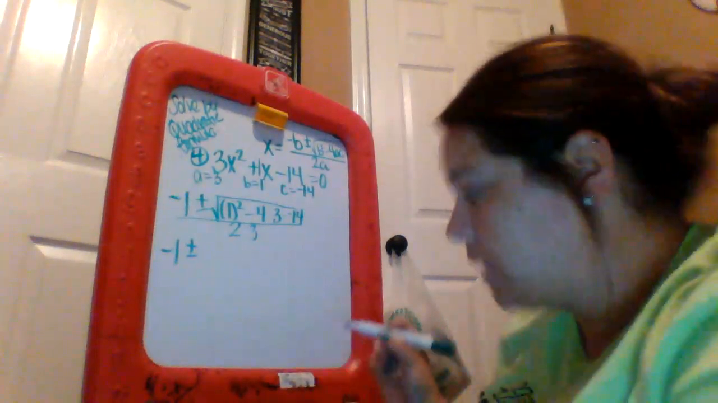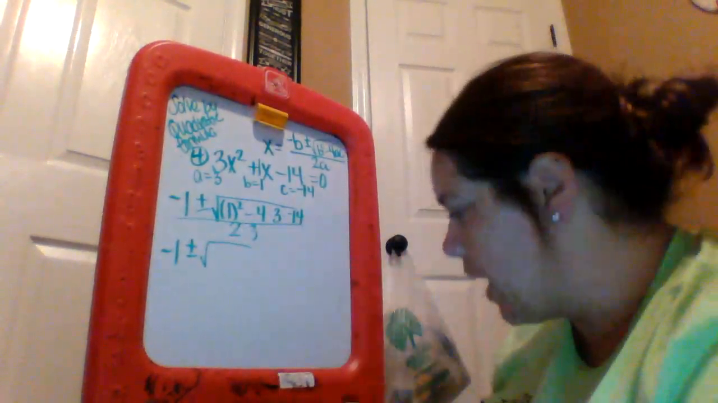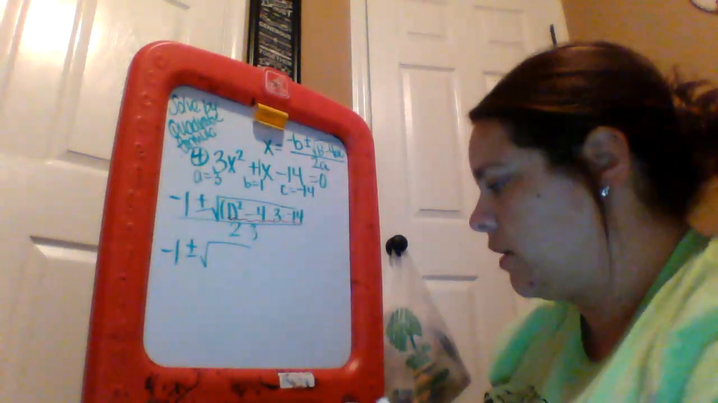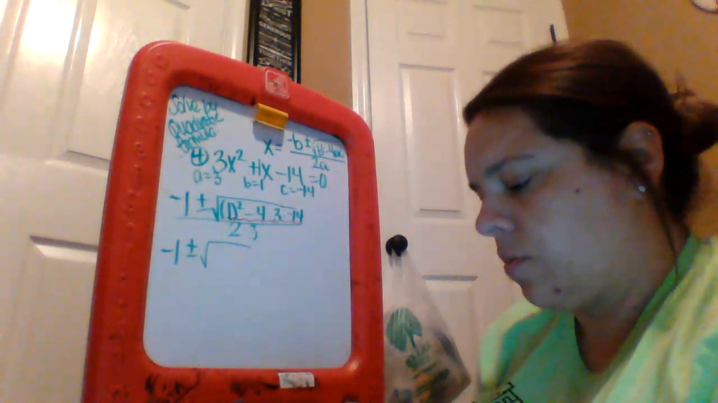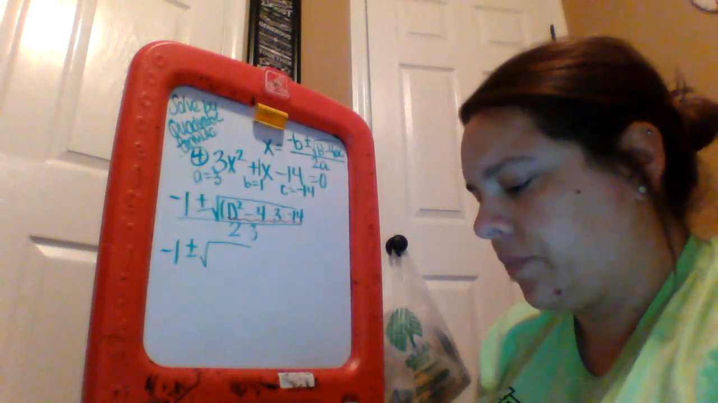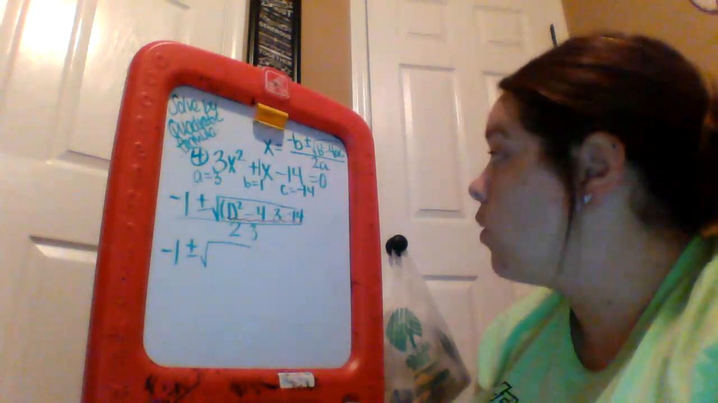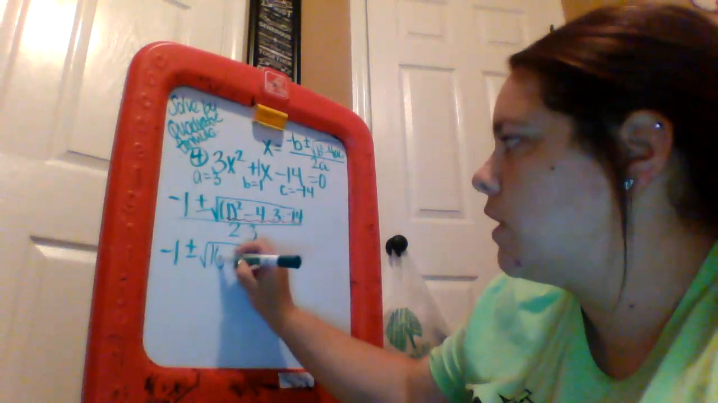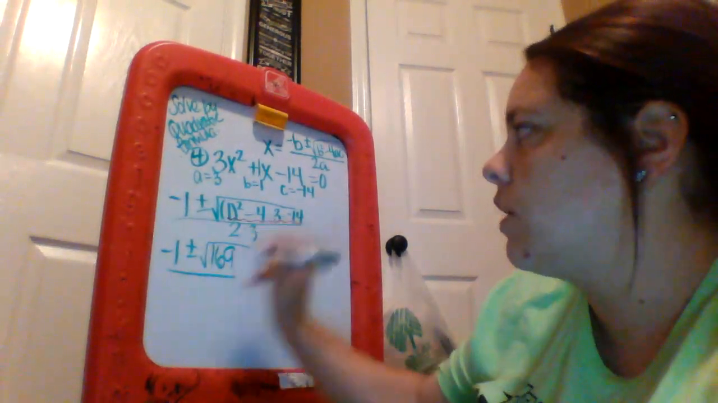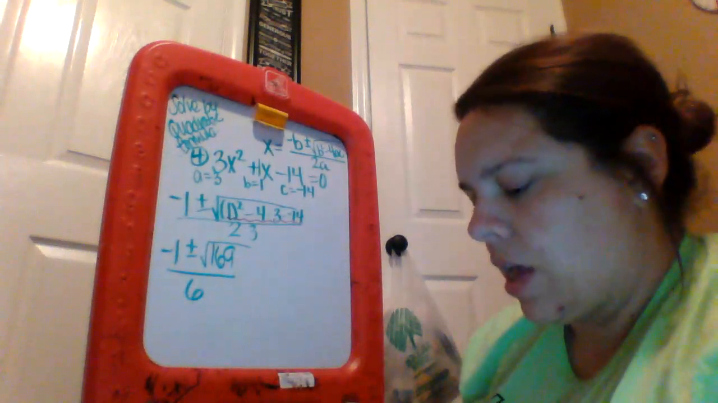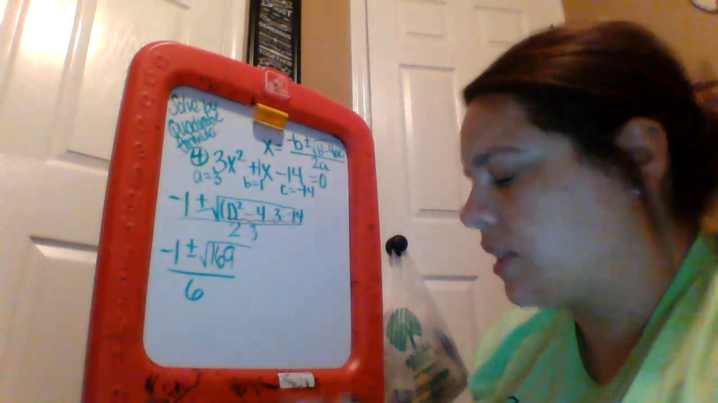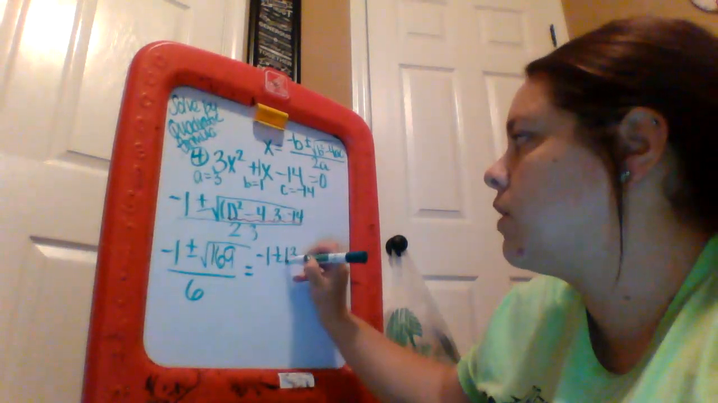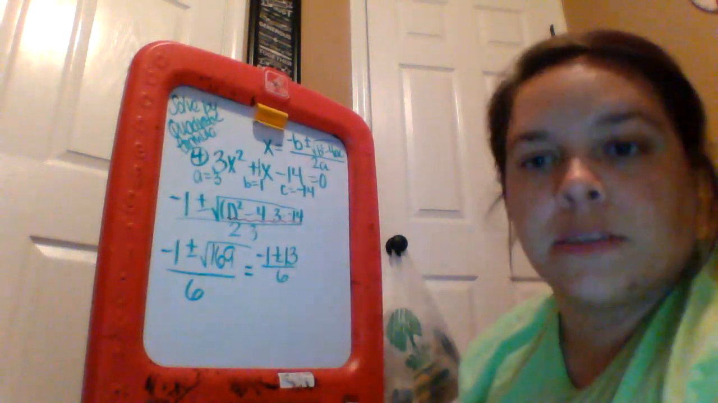All right, plus or minus the square root, handy dandy calculator time to type in exactly what's written there. So parenthesis 1 squared minus 4 times 3 times negative 14, and I got 169. 2 times 3 is 6. And the square root of 169 is 13. So negative 1 plus or minus 13 divided by 6.